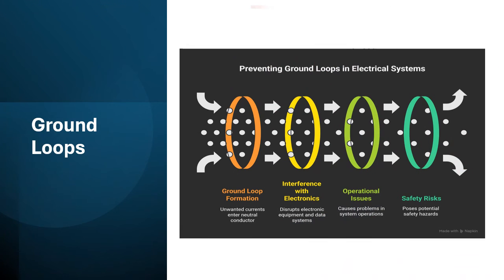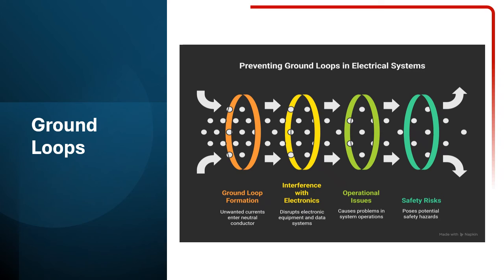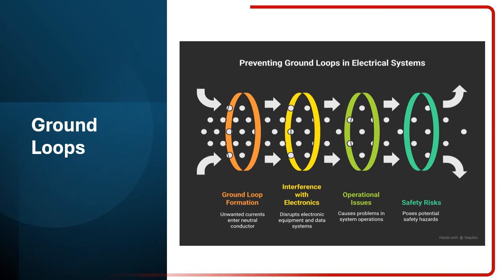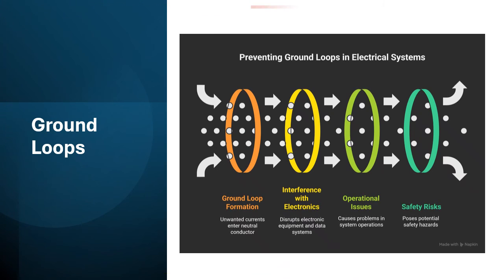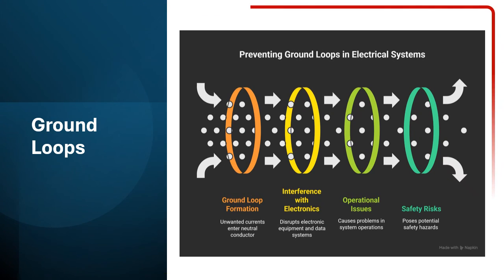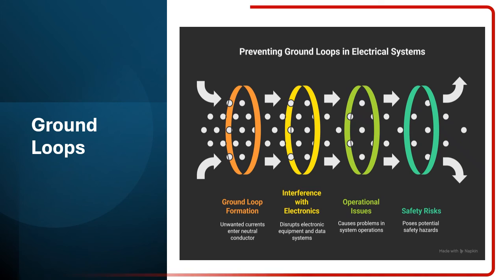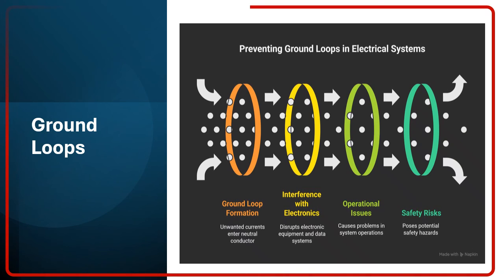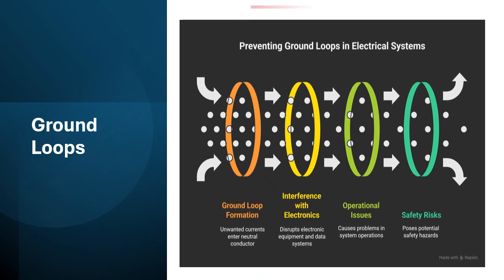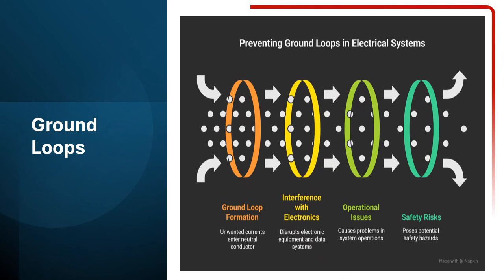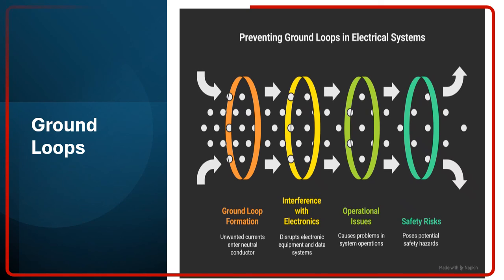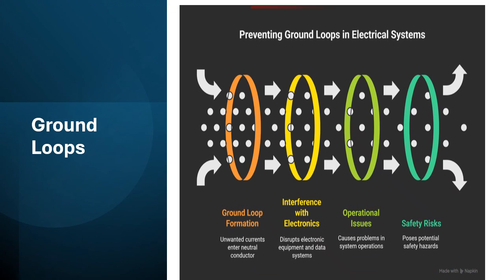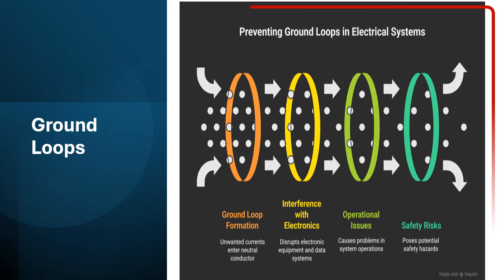Ground loops. Improper grounding can create ground loops, which introduce unwanted currents into the neutral conductor. These ground loops can interfere with electronic equipment and data systems, leading to operational issues and safety risks. It's essential to ensure that grounding is properly implemented in the electrical system to avoid these problems. Proper grounding techniques, such as star grounding, can help prevent ground loops.